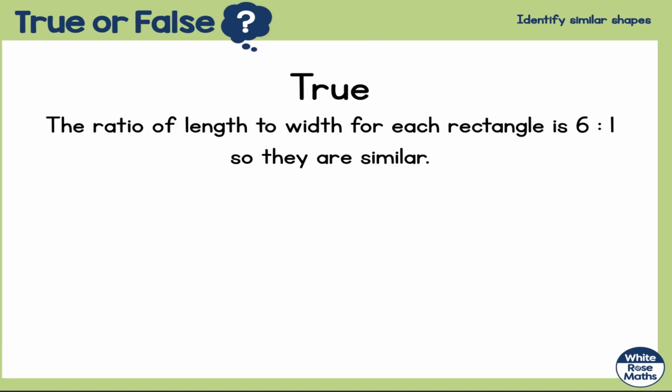Here is the White Rose Maths answer. The ratio of the length to the width for each rectangle is 6:1, so they are similar. So that's another answer. Hoping that makes sense.